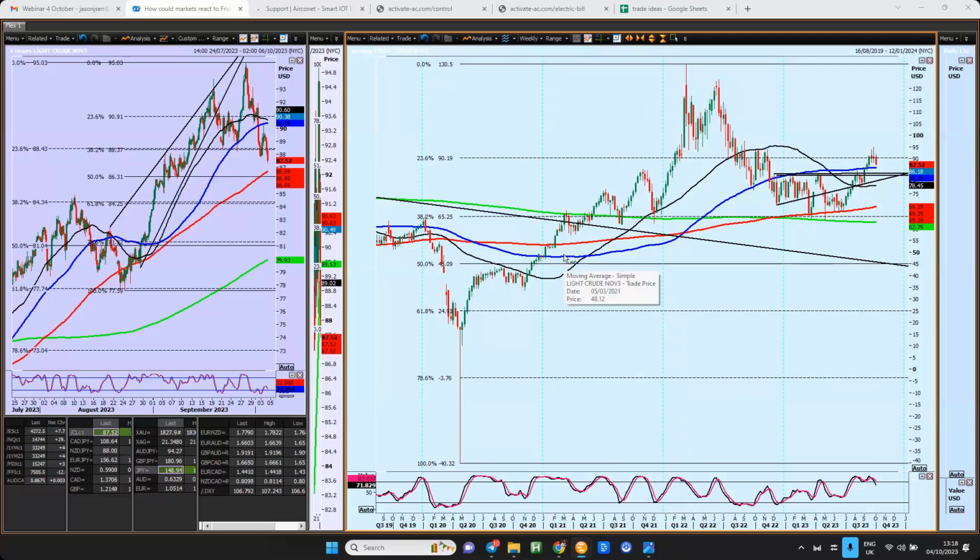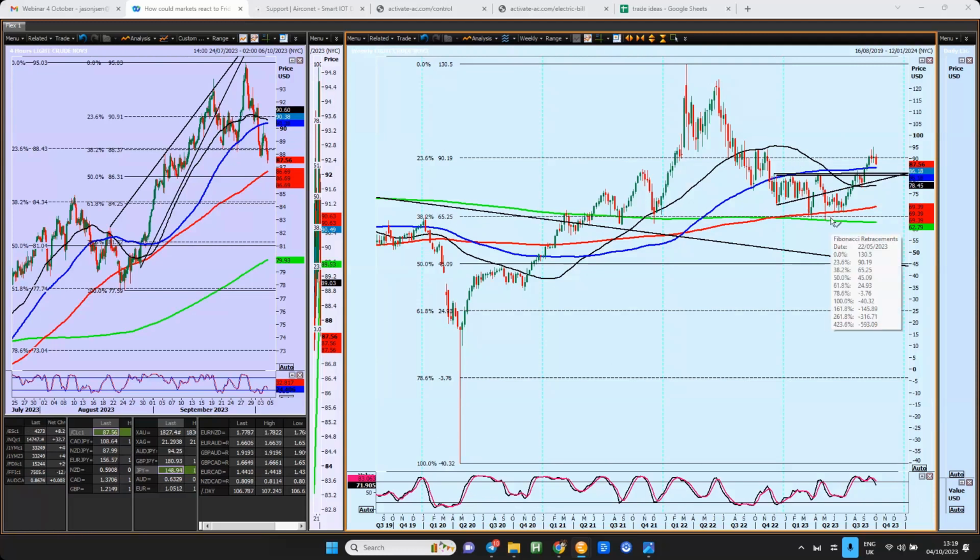So using my Fibonacci levels from that massive low to the massive high, we had the 38.2% fib at around $65, and that turned out to be a really good support level, which wasn't a surprise because we also had the 200-week moving average and the 500-week moving average. So this was a really big support level and a decent double bottom as well.